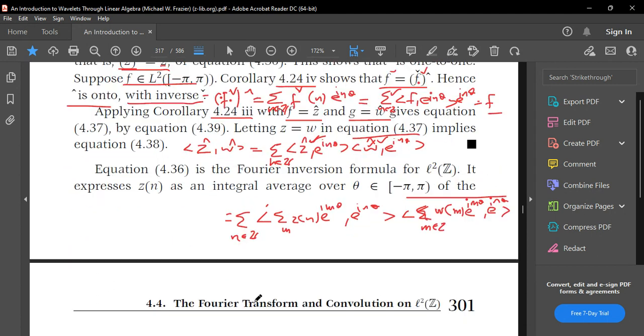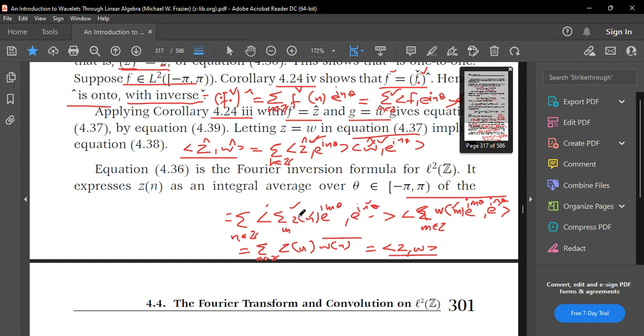And we know from Exercise 4.2.52 what this summation of inner products is. We have the inner product between two items, where the first one is a summation and the second one is a single item. Then the answer is z of n, and here also w of n conjugate. This is the equation for the inner product between z and w. So we got that the inner product between z cap and w cap is the same as the inner product between z and w. That is what we had to prove.